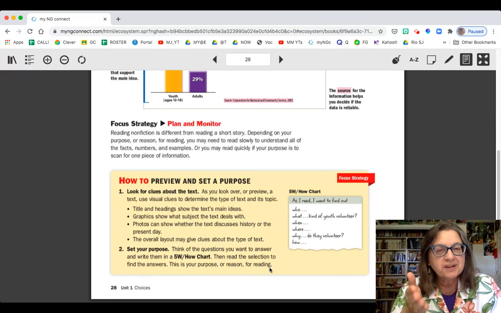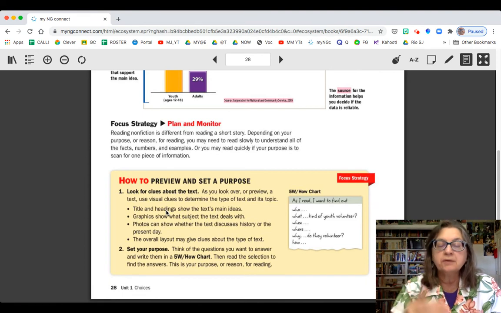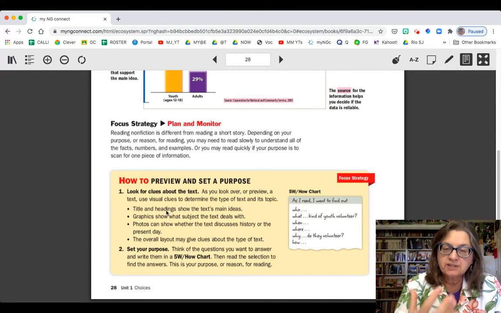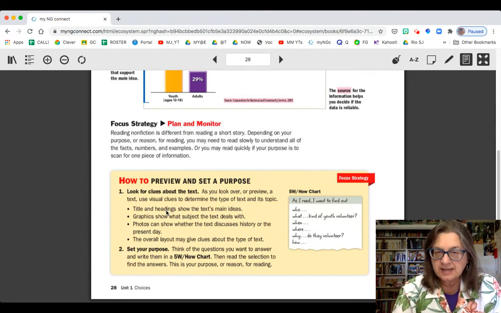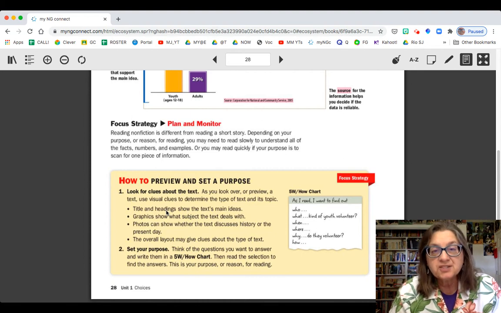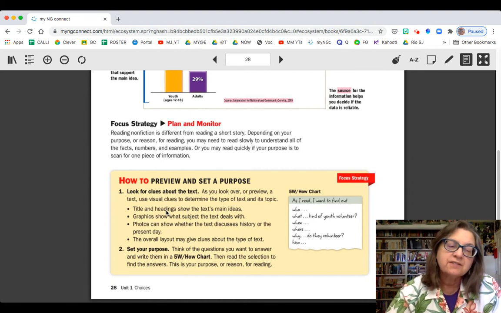Just like you did before, you've got a reason for reading. So look for clues around the text, the titles, the headings, the captions, the pictures, to give you information about what you're reading about. Just like when I ask you to listen to a conversation and then answer questions about it, if you can look at what those questions are first, it gives you a little bit of an idea of what the conversation will be about.